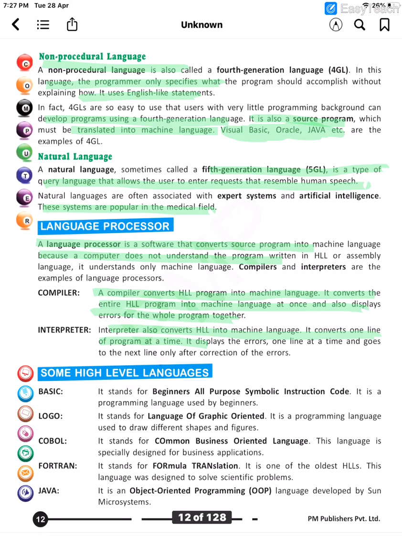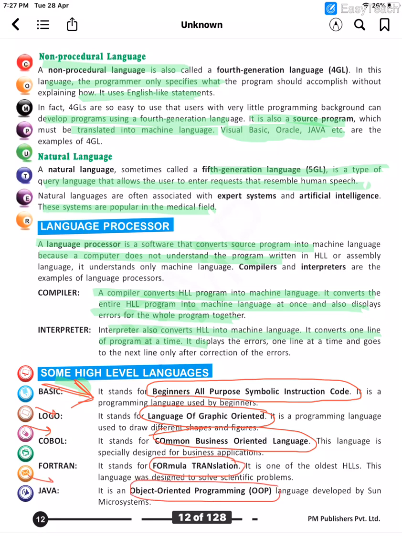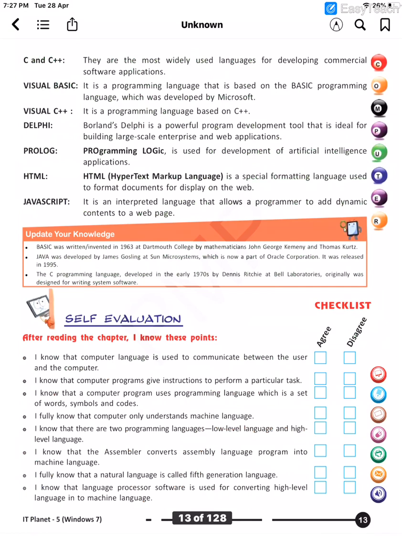Now children, there are some high level languages whose full forms you have to remember. Like BASIC. This language is used by beginners, or you will hear QBasic. At that time you will come across this. The full form of BASIC: Beginner's All-purpose Symbolic Instruction Code. Please remember the full form. Logo, language of graphic oriented. COBOL, Common Business Oriented Language. Fortran, Formula Translation. Java, you will hear OOP, that is object oriented programming language. I was using object oriented programming languages again and again, because the other name for it is OOP.